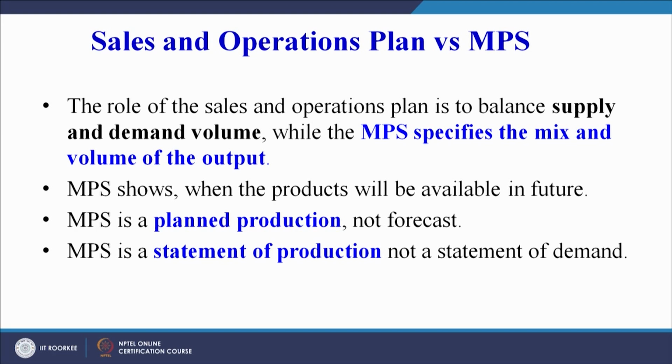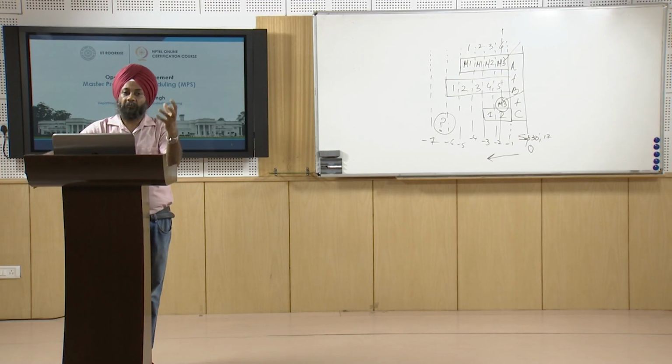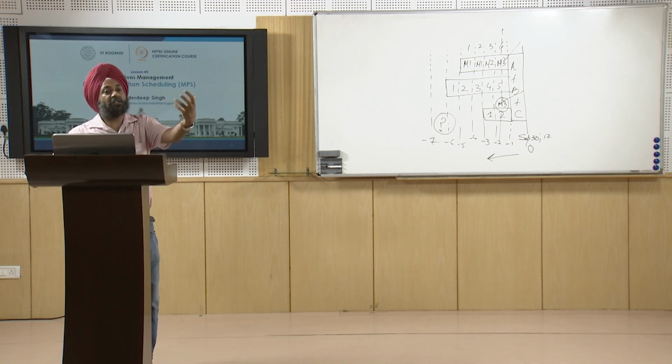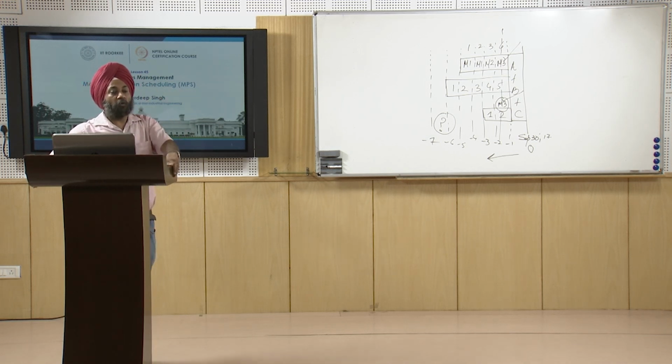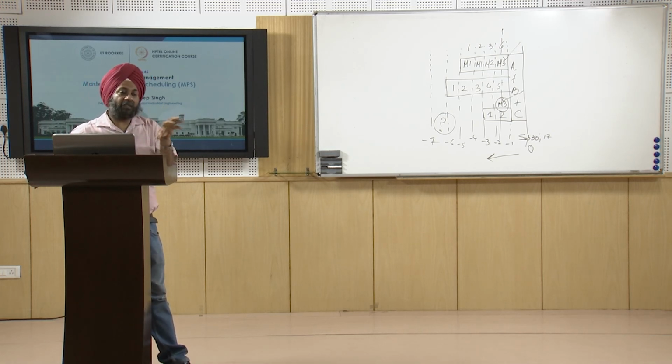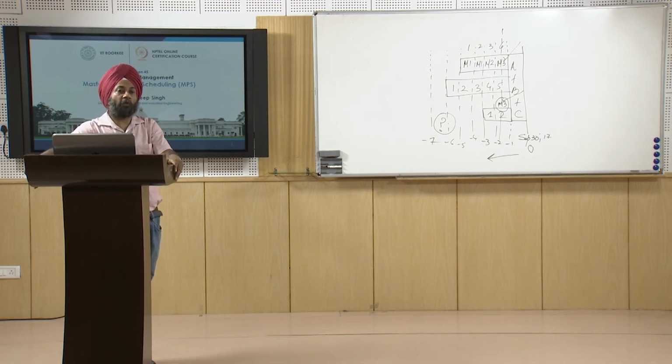But the role of the sales and operations plan is to balance supply and demand volume. So there will be a demand in the market, so they have to manage whatever supply they have, or whatever is being produced, whether it is able to satisfy the demand or not. While the MPS, or the master production schedule, specifies the mix and volume of the output. So the focus is primarily on the number or the volume of products that can be produced in case of the master production schedule.